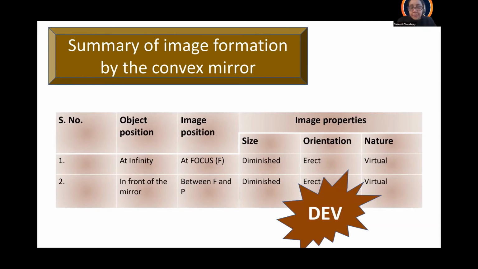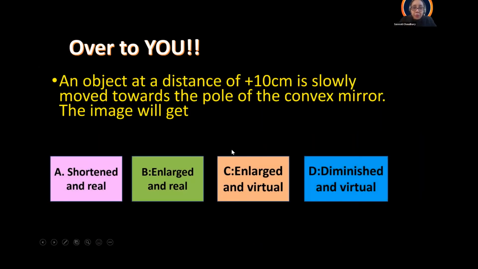So for a convex mirror, the DEV image is formed. It is very easy for us to remember: D for diminished, E for erect, and V for virtual. These are short mnemonics I'm providing you to remind yourself. And this happens only for a convex mirror. Okay. Now over to you. Let me see how far you remember.